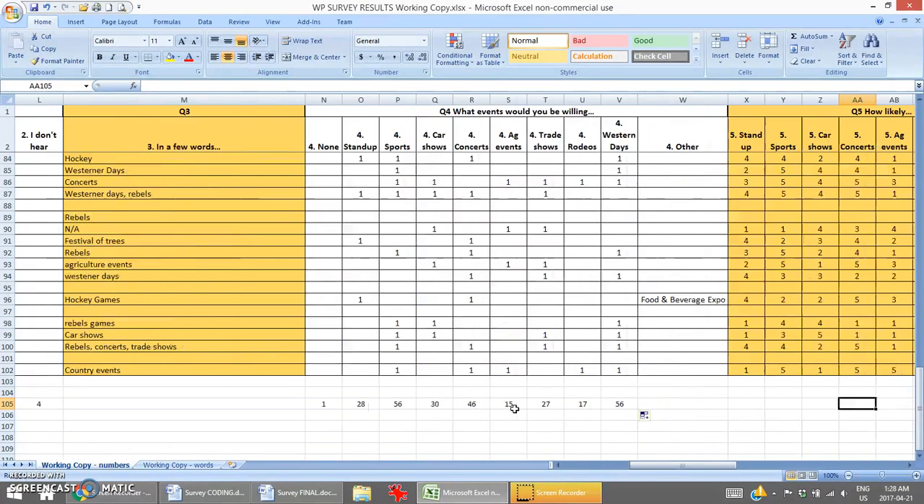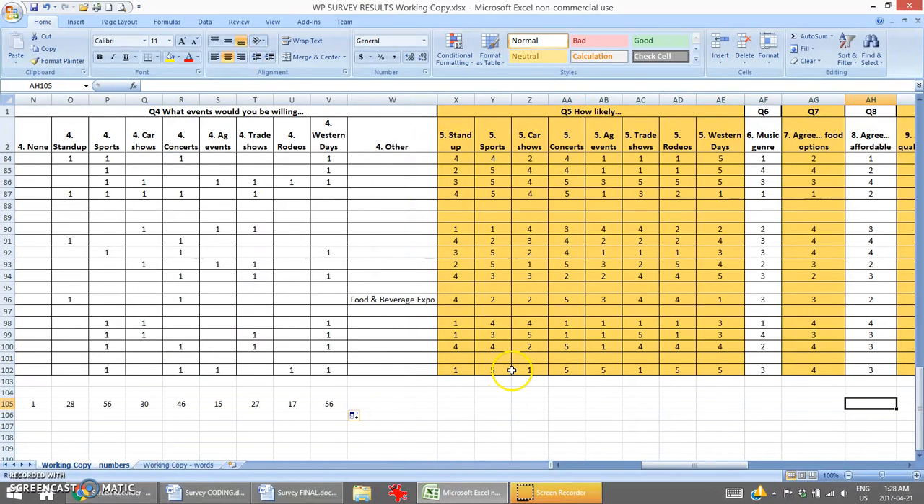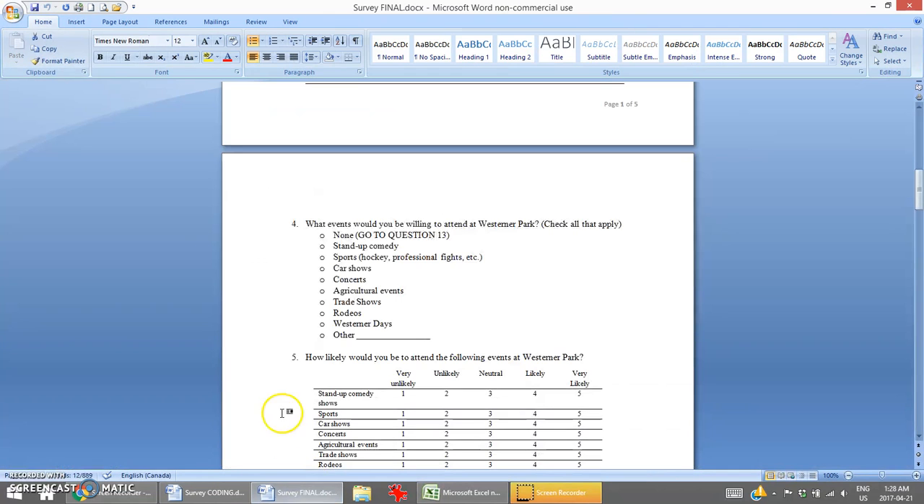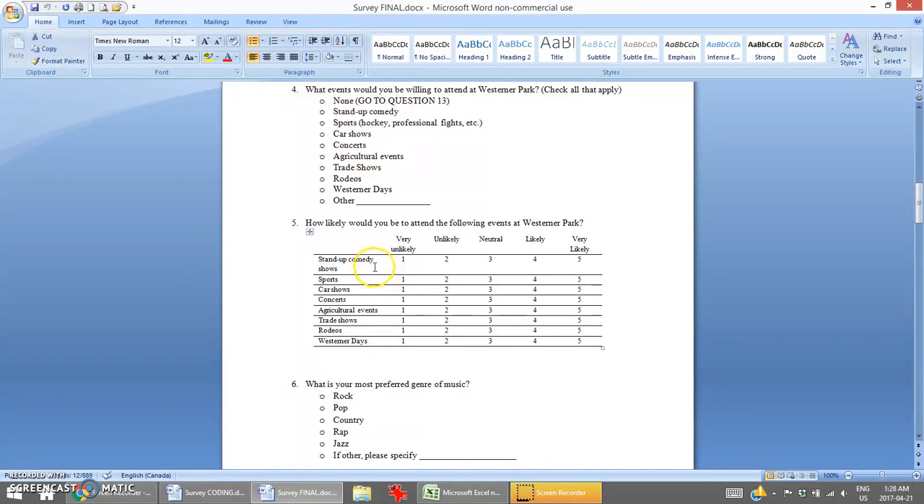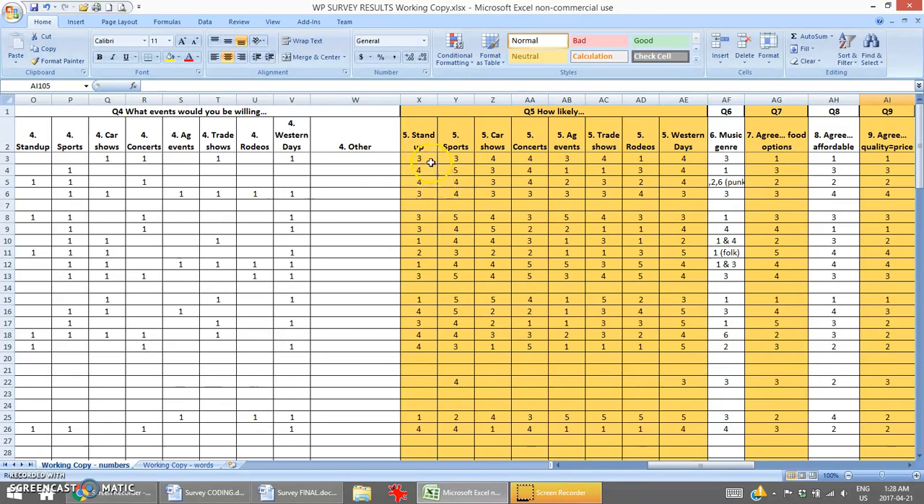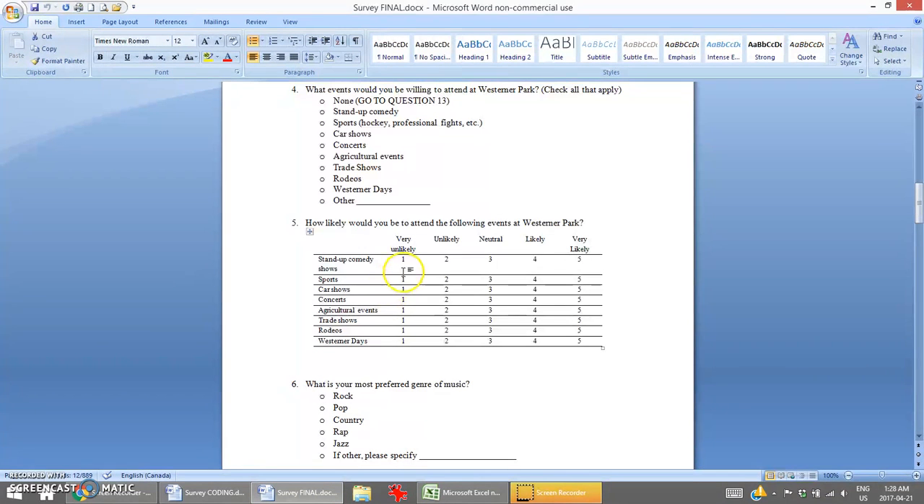Let's take a look at some other questions. How likely are you here? Remember that each respondent, back in question 5, was asked how likely are you to attend stand-up comedy shows? 1 is very unlikely, 5 is likely. So going back to our data, this person indicated a 3, kind of neutral, to attend a stand-up comedy. Same thing with car shows or sports. Car shows being a 4, rodeos being a 1, whereas a 1 indicated very unlikely.